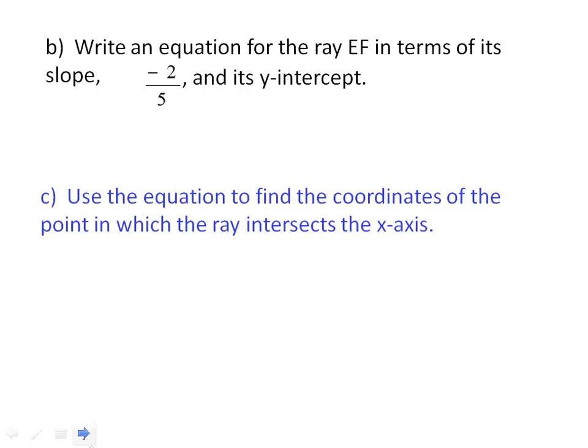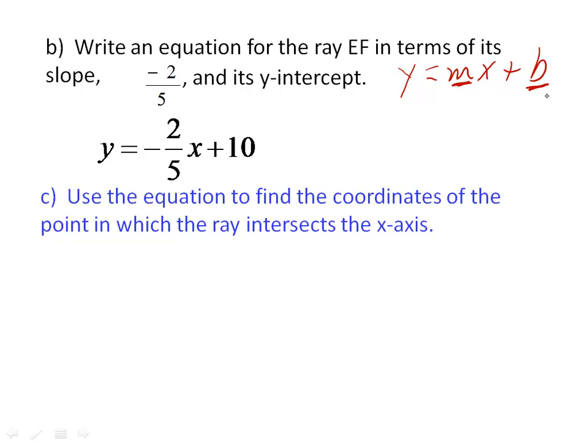Alright, so here's the equation in slope-intercept form. You may remember slope-intercept form is y equals mx plus b. M is the slope, b is the y-intercept. So negative 2/5 x plus 10. X is not a part of the slope. The slope is not negative 2/5 x, it's just negative 2/5. So y equals negative 2/5 x plus 10. That should be easy. That's just substituting in the slope they gave you and the y-intercept that you can determine from the graph, where it crosses the y-axis.